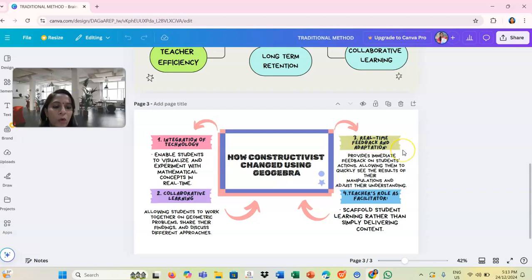Number three is real-time feedback and adaptation. Okay, this is because it can provide immediate feedback on students' actions, allowing them to quickly see the results of their manipulations and adjust their understanding. Maybe they might make mistakes. So feedback is very important in order to correct their mistakes. It's not that they cannot make mistakes. Learning is actually effective when they make mistakes and then learn from them. So this real-time feedback and adaptation gives them the chance to see the results of their manipulation and adjust their mistakes in the correct direction, for better understanding.